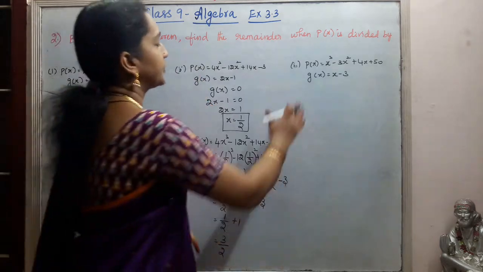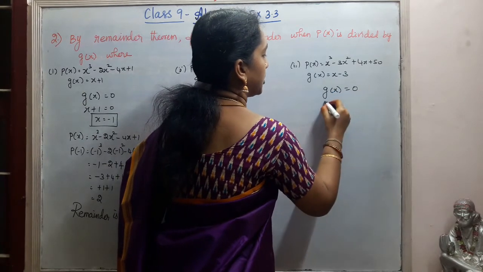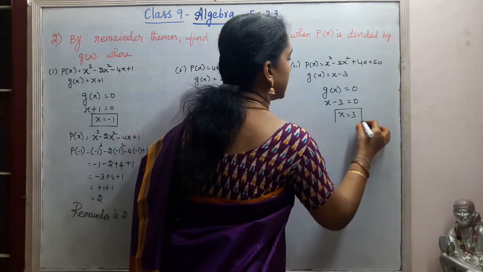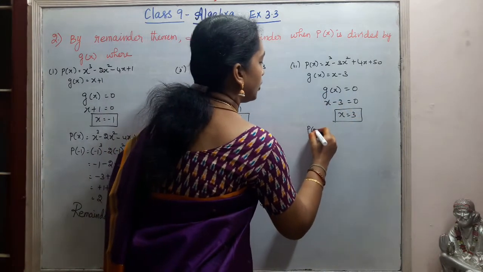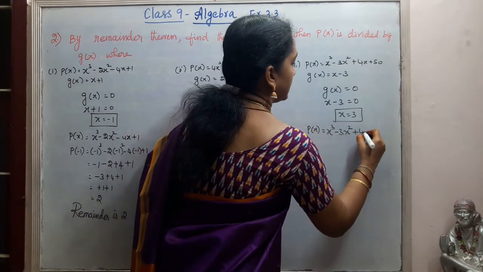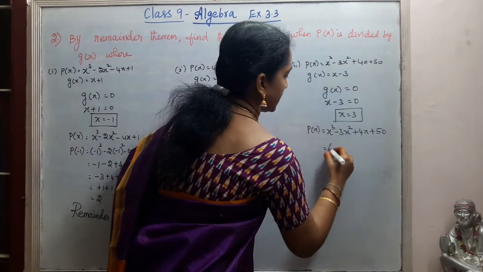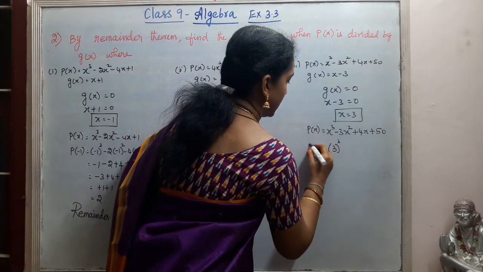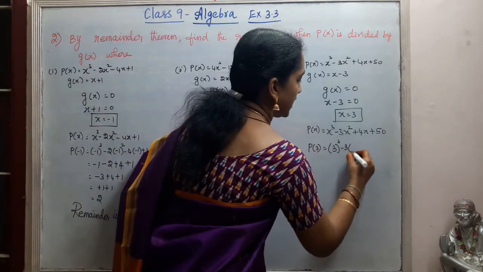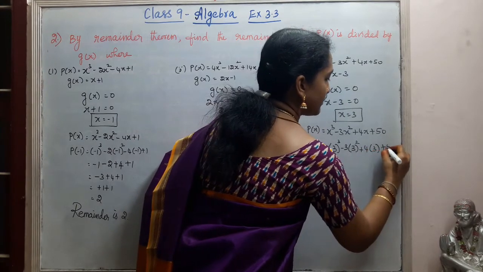Okay. Now third sum is the same procedure will follow. G of x is equal to 0. So x minus 3 is equal to 0 and x is equal to 3. Then P of x is equal to x cube minus 3x squared plus 4x plus 50. Okay. So this one is 3 cube. Instead of x, we will substitute 3. P of 3. So 3 cube minus 3 into 3 squared plus 4 into 3 plus 50.